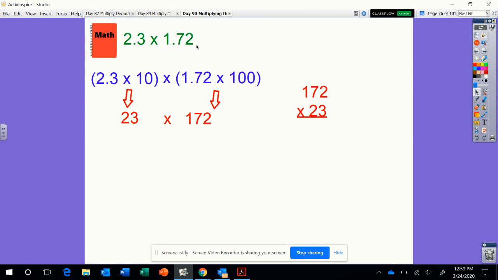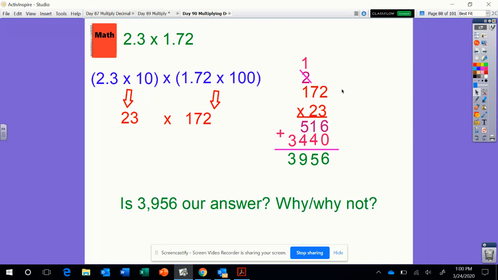3 times 2 is 6. 3 times 7 is 21, carry 2. 3 times 1 plus 2 is 5. Now we need to make sure we put our placeholder 0. We're done with this 2, we're going to cross it off. Don't forget this placeholder 0 before we move to this 2. 2 times 2 is 4. 2 times 7 is 14, carry 1. 2 times 1 plus 1 is 3. Now add them up. Remember, start from right to left. 6, 9, 5, 3, so 3956. So is that our final answer?